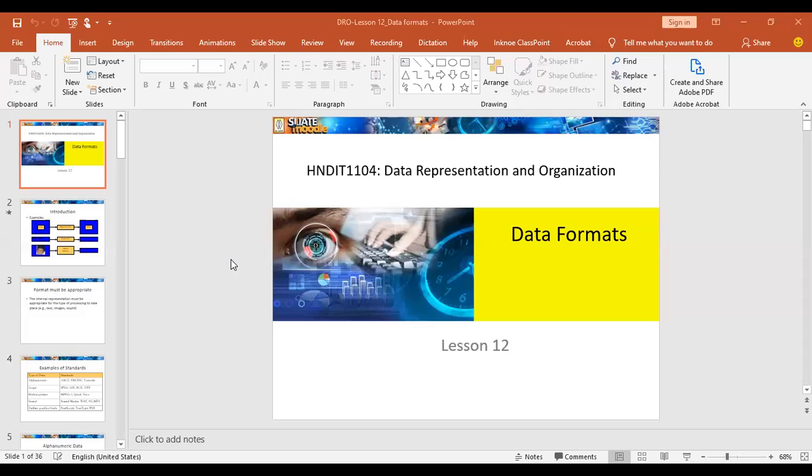This is the lesson, what you are going to learn today. Data formats. We will see what's there in this lesson.